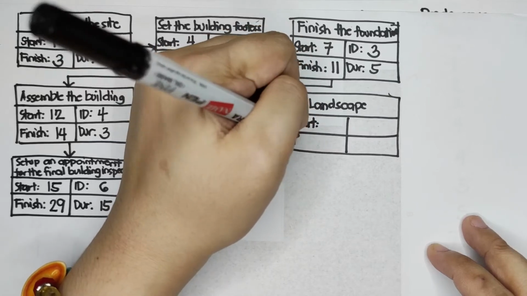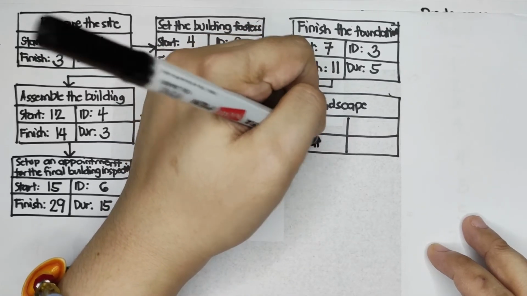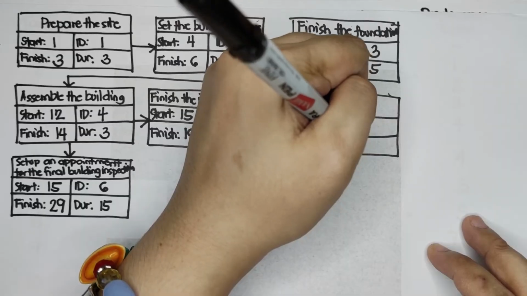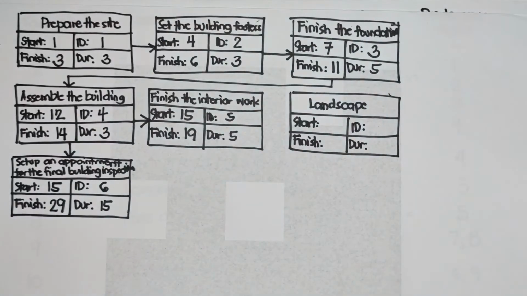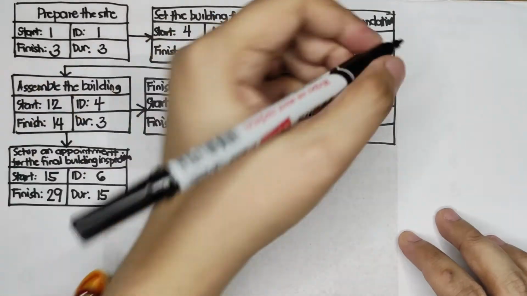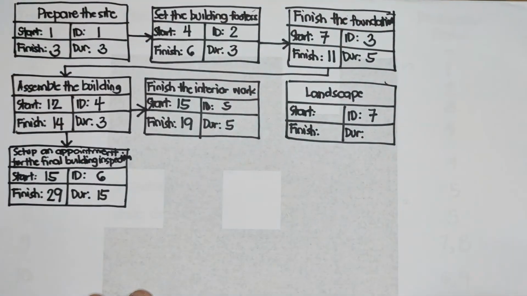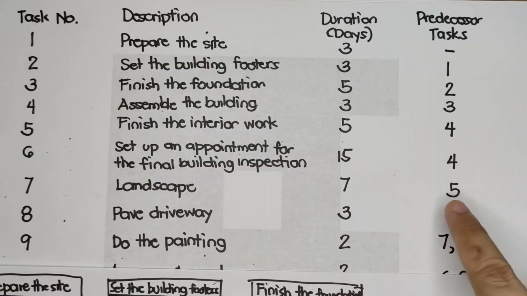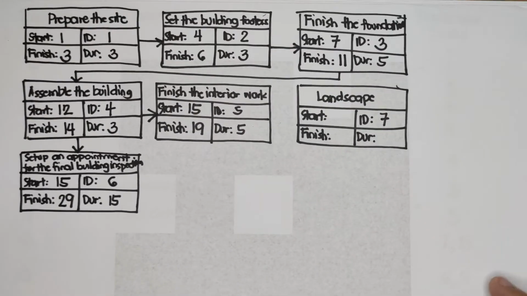We have the start, finish, ID, and then the duration. Okay. So, landscape. Its ID number is 7. Its duration is 7 also.